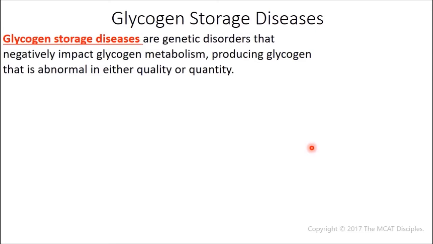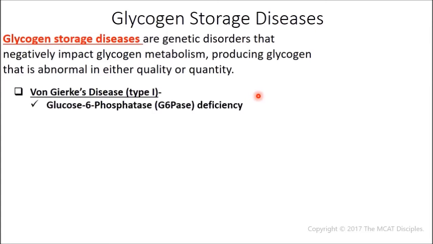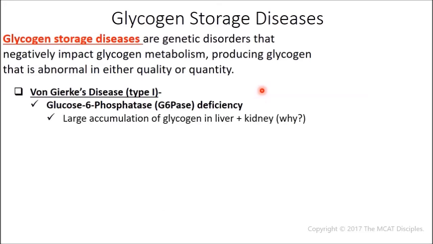All right, glycogen storage diseases are genetic disorders that negatively impact glycogen metabolism, producing glycogen that is abnormal in either quality or quantity. Okay, that's a glycogen storage disease. Now, there's a bunch of different types. I'll go through a few of them. There's von Gierke's disease. It's type 1. And it's just a glucose-6-phosphatase deficiency. That enzyme in liver and in some points kidney catalyzes the breakdown of glucose-6-phosphate into glucose so that it can then be transported out via the GLUT2 transporters. Well, that's deficient in von Gierke's disease. And that's going to cause you big problems. It's going to cause you a large accumulation of glycogen in liver and kidney.